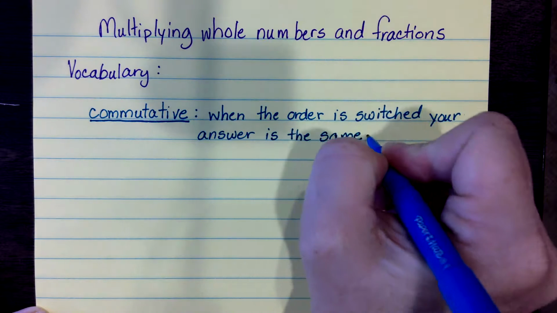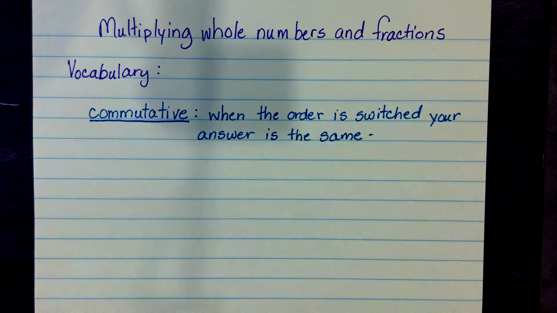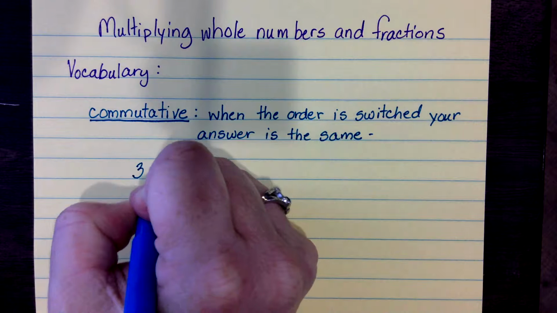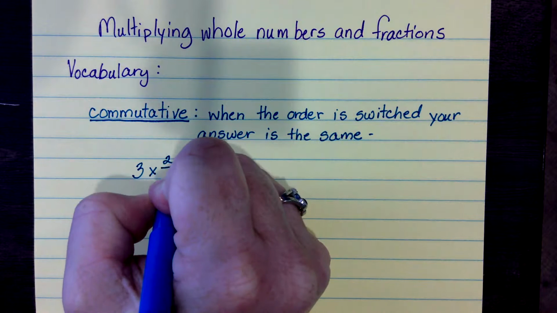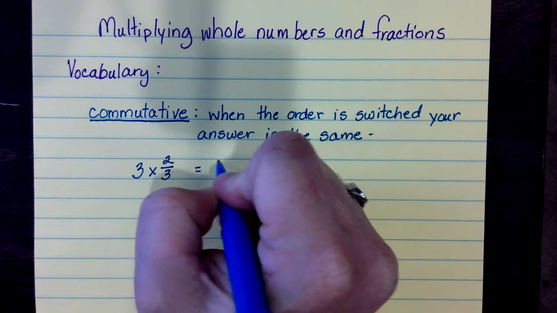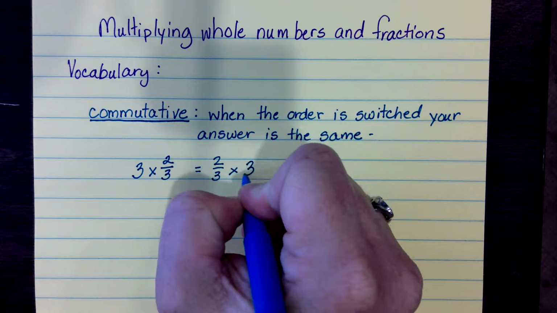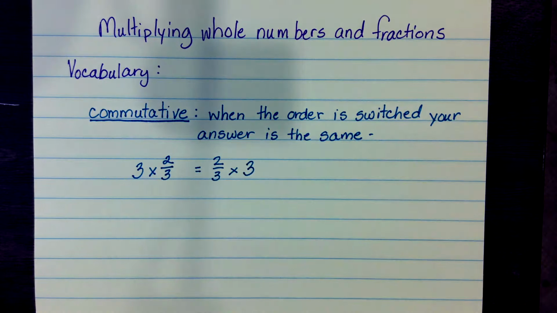Remember, we said this is like transportation. You can move around. So a couple of examples of that would be like 3 times 2/3 is the same as 2/3 times 3. It doesn't matter what order they're in, your answer will still be the same.